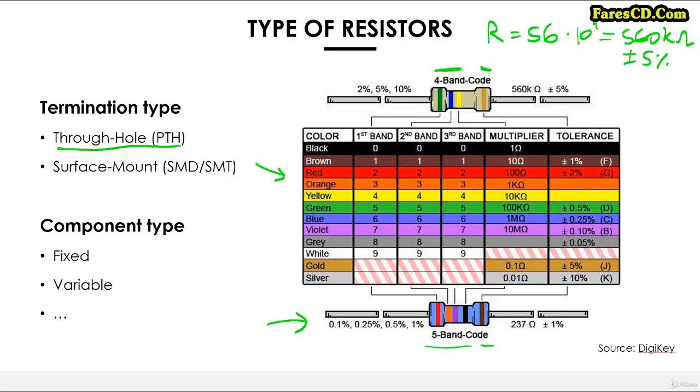And then the last band of the first group is the multiplier. In this case, it's black, so the multiplier is 1 ohm. So the value of the resistance is actually 237 ohm. And then the last band, which is the one that is isolated, is again the tolerance, which, as you can see here, brown is equivalent to plus minus 1%. So the final value of the resistance is 237 ohm plus minus 1%.